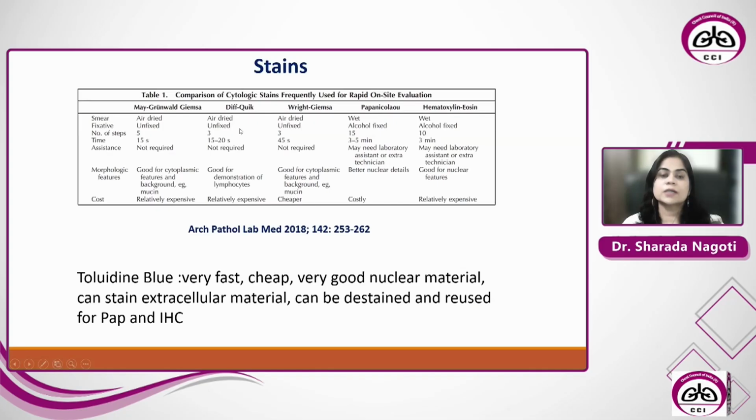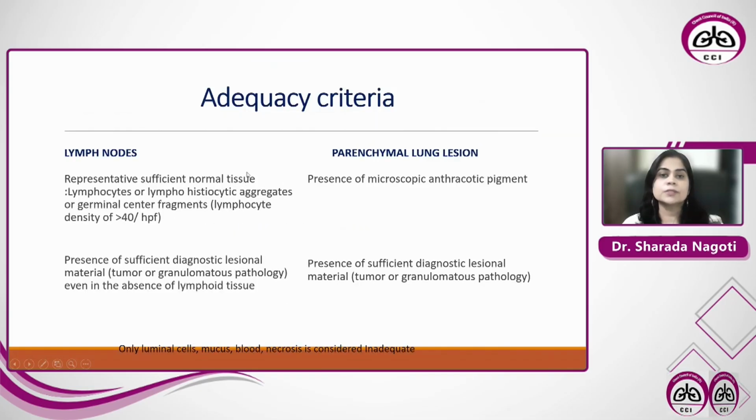So different stains are there for ROSE, which different hospitals use. But out of all these stains, toluidine blue is very fast, it is cheap, it has very good nuclear detail, and it can stain extracellular material. And these slides can be de-stained and again used for rapid PAP and immunohistochemistry. Hence, toluidine blue is considered to be the best stain out of all these stains for ROSE.